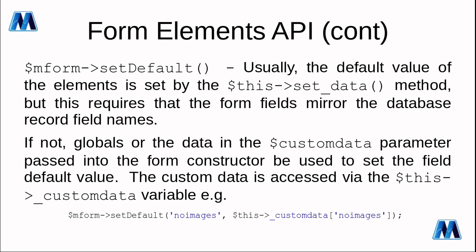So if you can't use set data, like I said, you would then use the custom data parameter to pass in data to your form. And then you would use that custom data. It comes into your form as the _customdata property. You would then use that to set your default for your field. So there's an example there. You set default for no images, and then you get the custom data, _customdata no images value, and set that as the default.